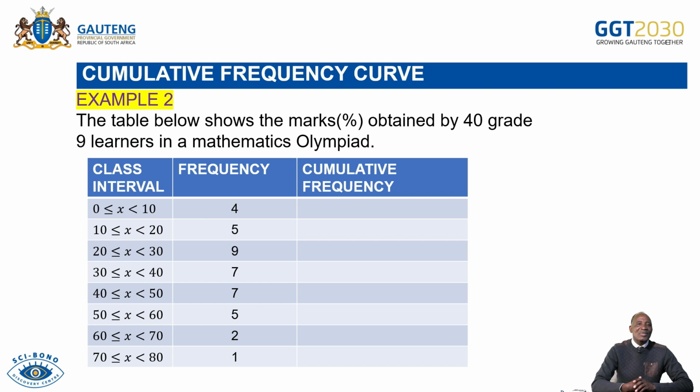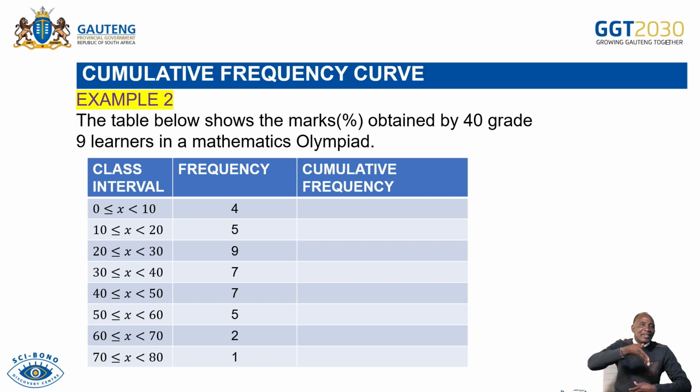From 50 to 60, there were 5. 60 to 70, there were 2. Otherwise, 70 to 80, there was only one learner who probably, actually it's not even a distinction because it says less than 80. Must be careful with the inequality symbols there. So this learner got above 70 but did not reach 80 because the inequality symbol says less than 80.